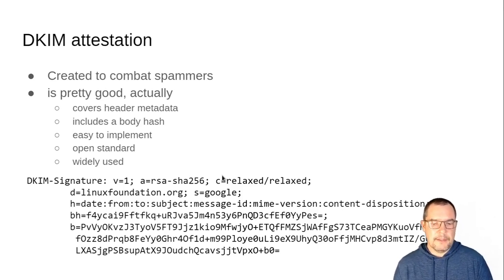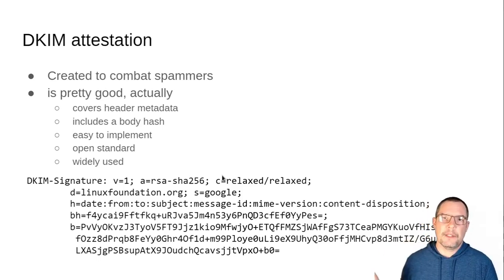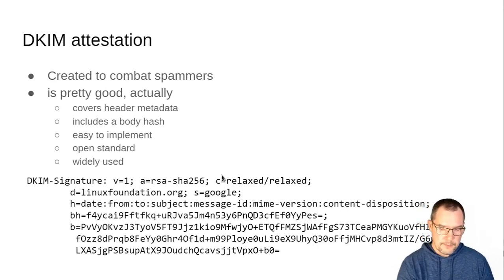It's actually pretty good. It covers the header metadata. There's an h= tag, which lists which headers are included in the signature. It includes the body hash, which is actually the entire body canonicalized, and then that's the hash of the body. And then the actual signature includes all the data that precedes the b= characters in the header. So they will include the body hash, will include the headers, and then the actual header content will be part of the signature. So it really is pretty cool. It's an open standard. It is widely used. It's easy to implement. So I think we should rely on this to a certain degree.